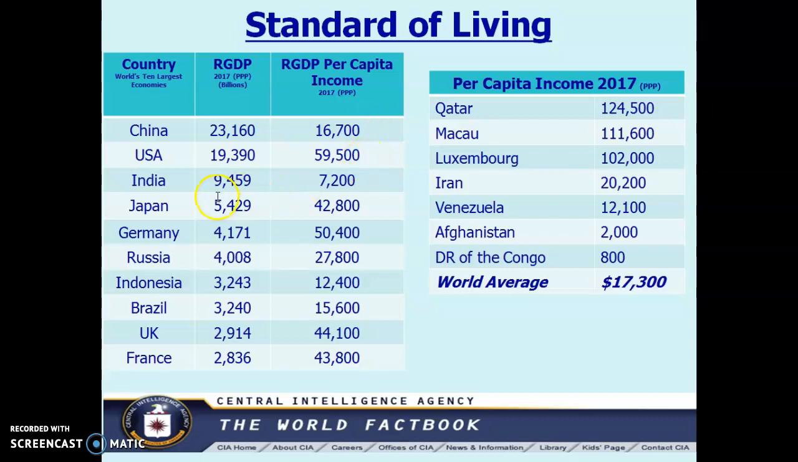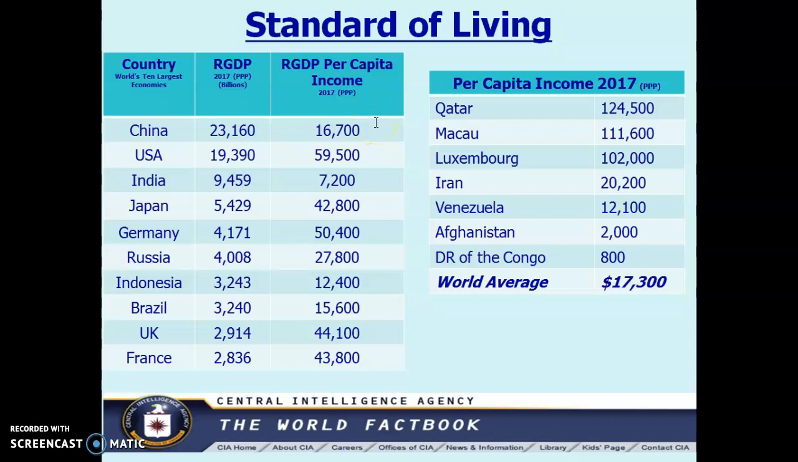And then you go down the list. India is the 3rd largest economy in the world, okay? But it has a massive population. So when you take this $9.4 trillion in GDP and divide it by the billion or so people, you get $7,200 in average income, per capita income. Okay? Then you get Japan, Germany, Russia, Indonesia, Brazil, and the UK. So largest economies in the world, but vary quite a bit in terms of their standard of living per person.